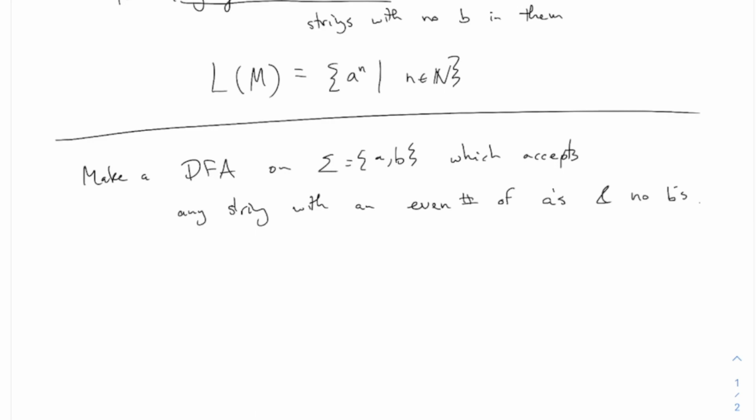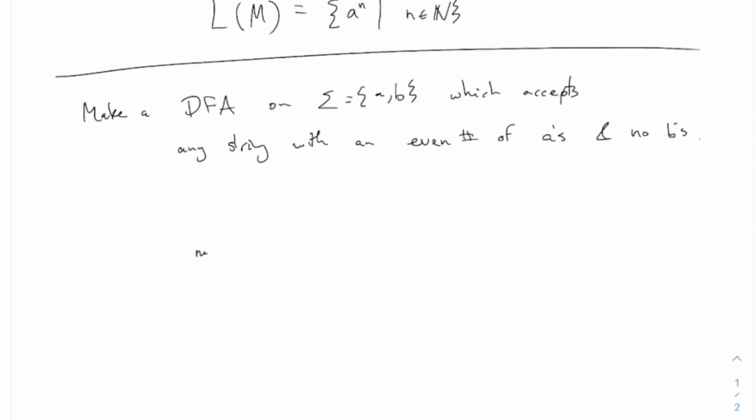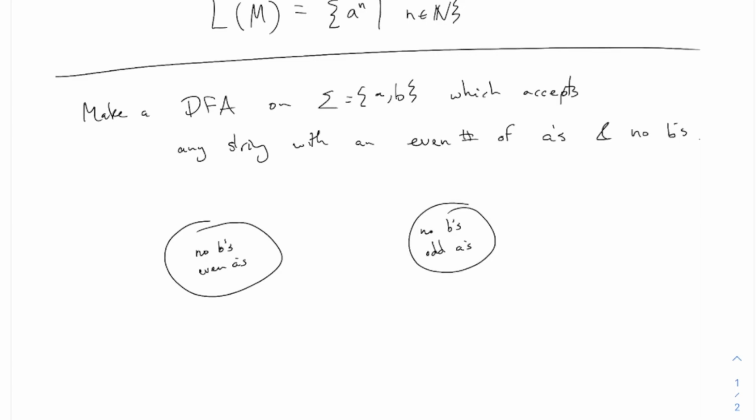So my three states are going to be no B's, even A's. That's one possible configuration. Or it could have no B's and odd A's. And then it could have yes B's, even A's, yes B's, odd A's. But actually those two, we don't need to keep them separately because the machine is supposed to automatically have no A's, no B's ever. So actually if there are B's, that can be combined into a single state. Because at that point, we don't care if the A's are odd or even. We should automatically reject in that case.